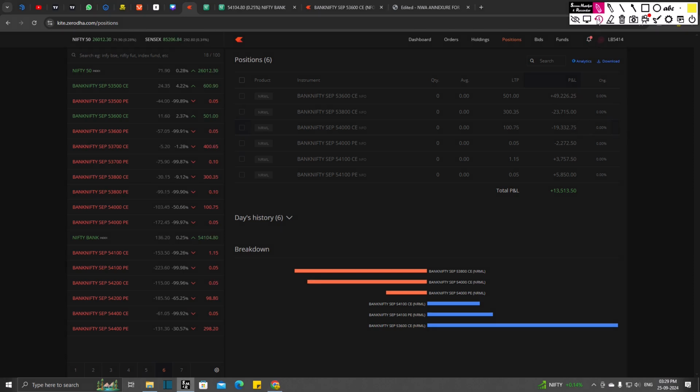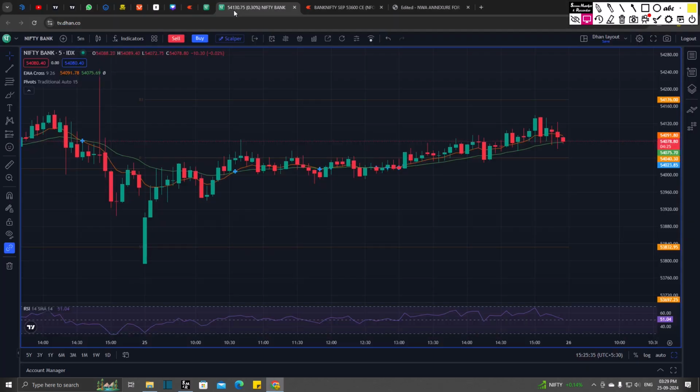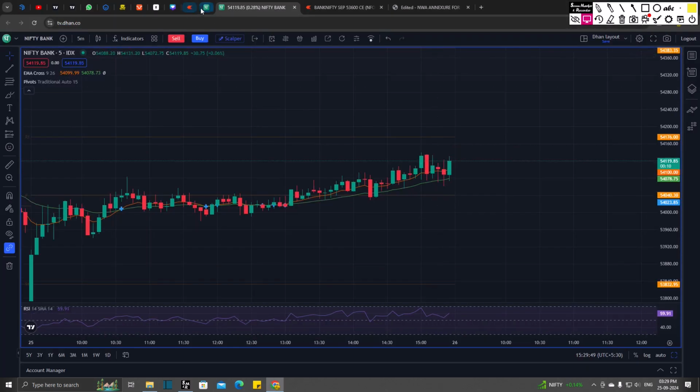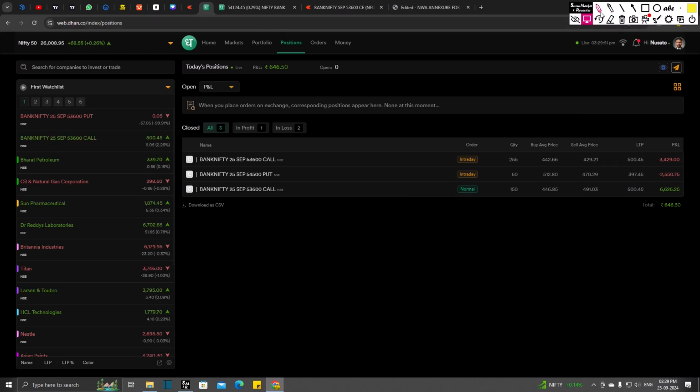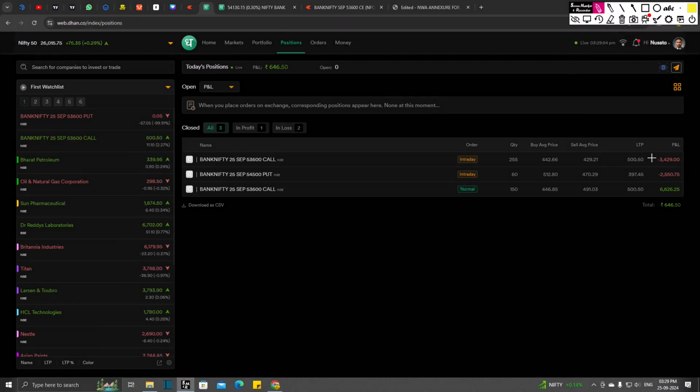This too was a loss trade in the morning, and then somehow we managed to recover with this particular trade. So that's it on this Dhan account. Zerodha account. And for this particular Dhan account, as you can see, I have a loss of somewhere like 6,000 in the morning. These two are the morning trades. As you can see the time as well.